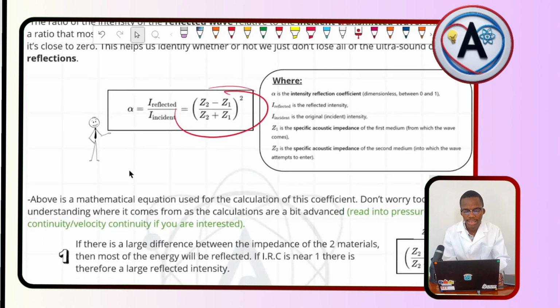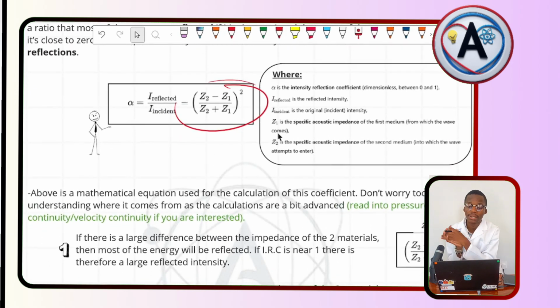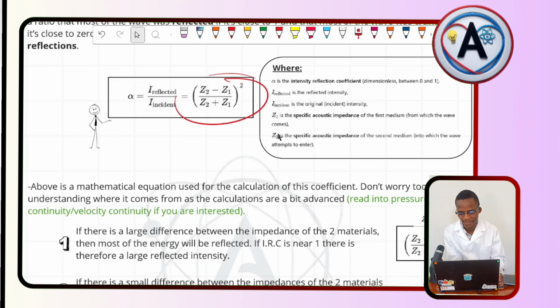Okay, so this is the mathematical equation that is used to calculate this coefficient from specific acoustic impedances. Don't worry yourself too much about understanding where it comes from. Please don't. I've tried. The calculations can be a bit advanced and complicated. You have to read into pressure continuity, velocity continuity, a whole lot of stuff that is a bit unnecessary. Essentially, Z2 minus Z1 over Z2 plus Z1, all of that squared. Just memorize that in your head and you should be fine.